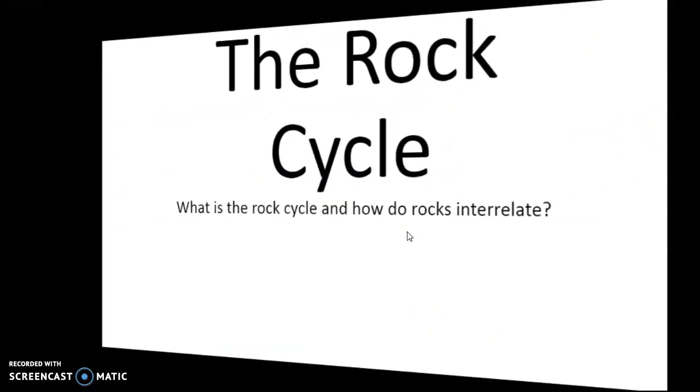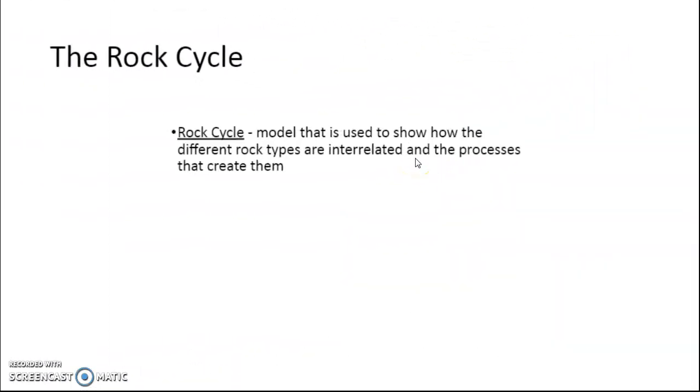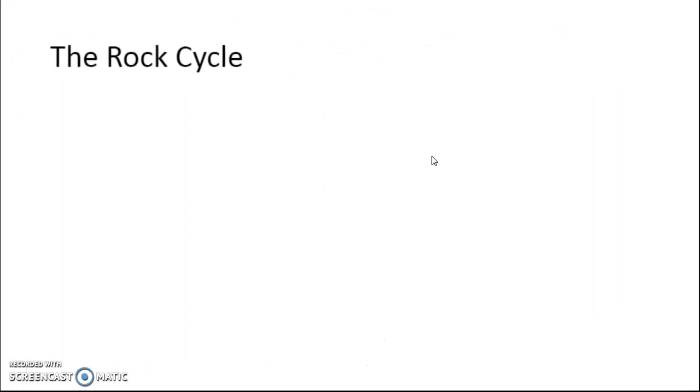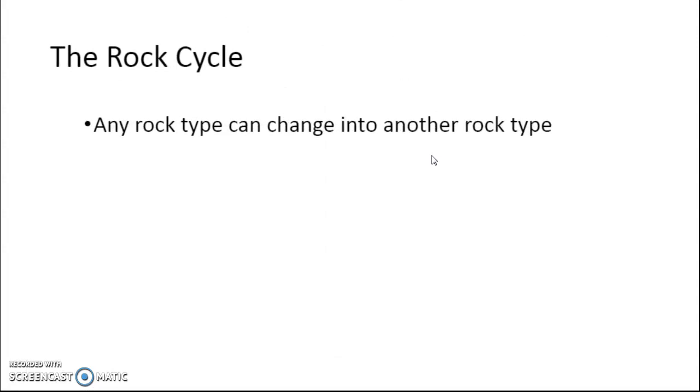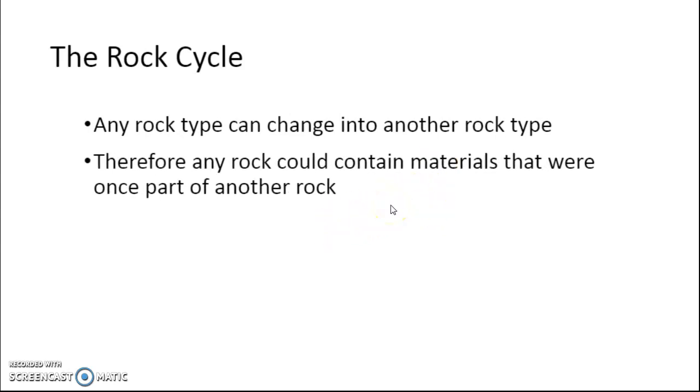Okay, so let's look at the rock cycle. The rock cycle shows how rocks change from one form to another, undergoing different processes on Earth or in Earth. It's a model used to show how the different rock types are interrelated and the processes that form them. Any rock can change into any other type of rock, and any rock could contain materials that were once part of another rock.